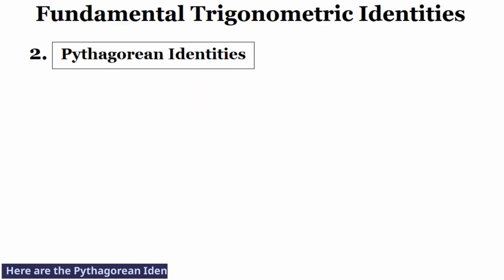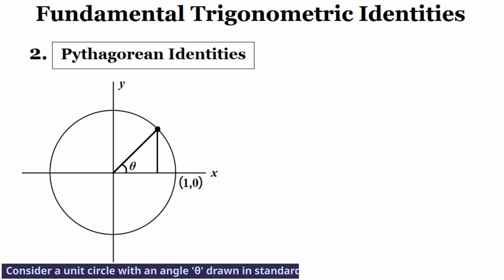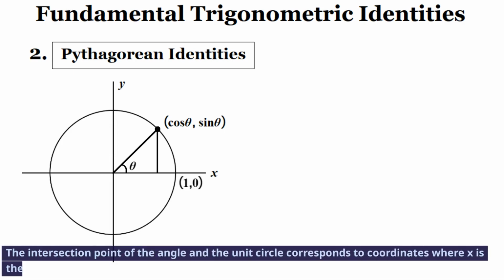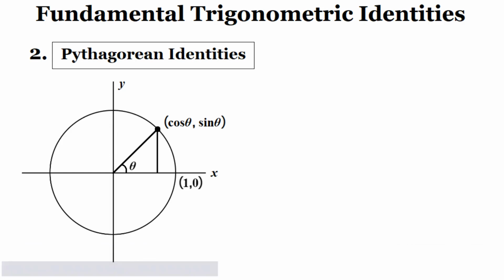Here are the Pythagorean identities. Consider a unit circle with an angle, theta, drawn in standard position. The intersection point of the angle and the unit circle corresponds to coordinates where x is the cosine value, and y is the sine value.